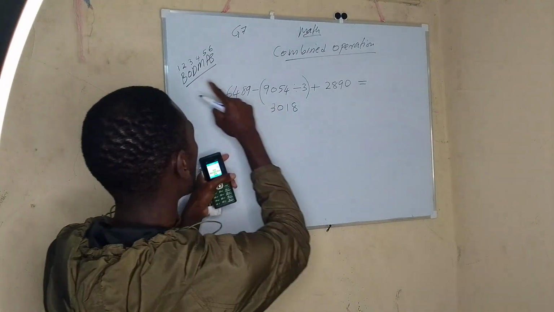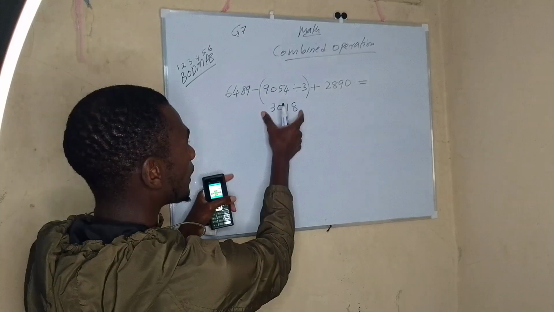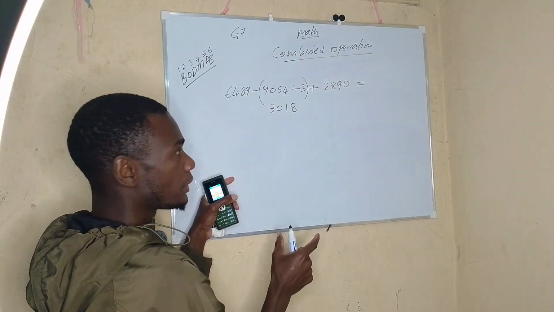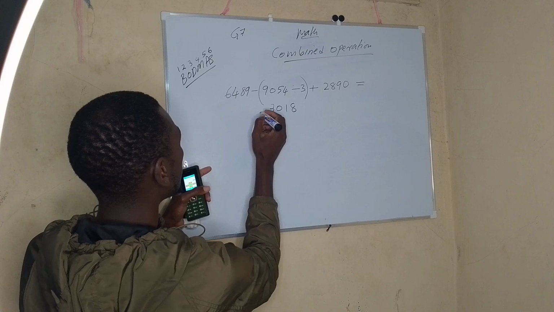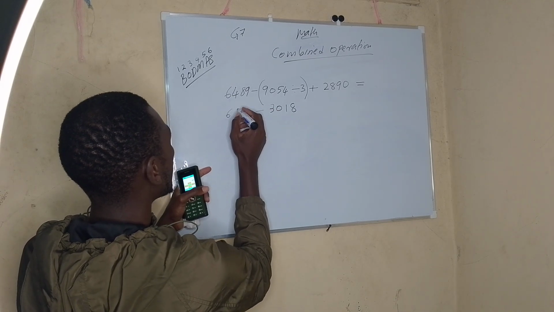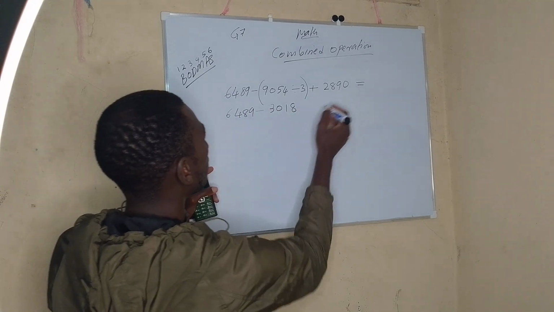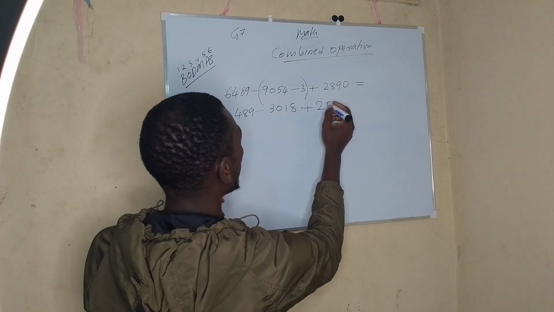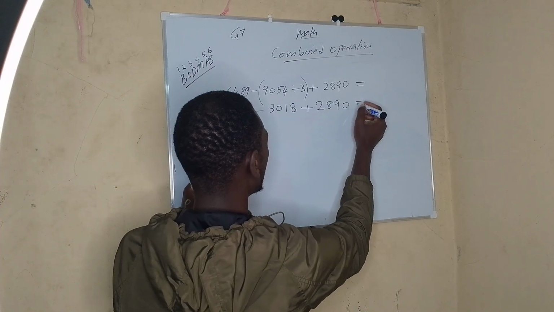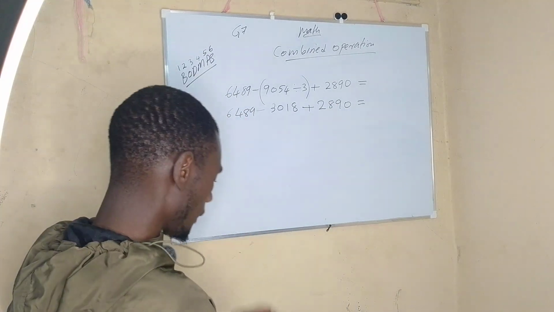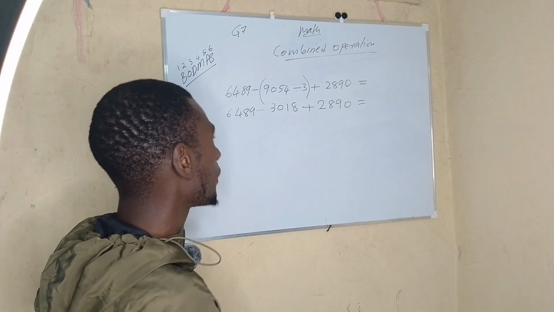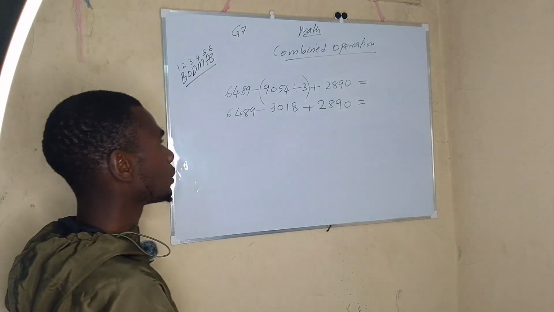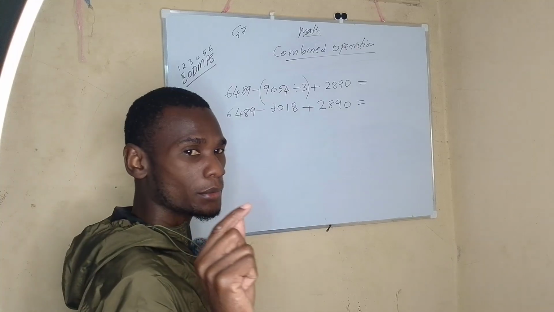After you have worked out the first operation, bring that answer under it. Then copy the rest the way they were. In this side, there was minus 6,489. This side was plus 2,890. And this example has really given me what I really wanted, because this is where the problem comes.